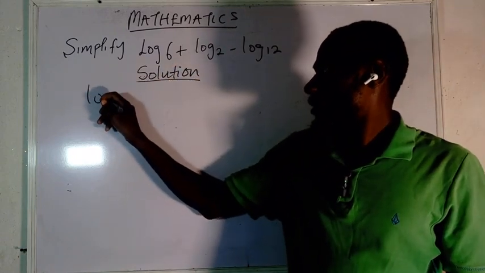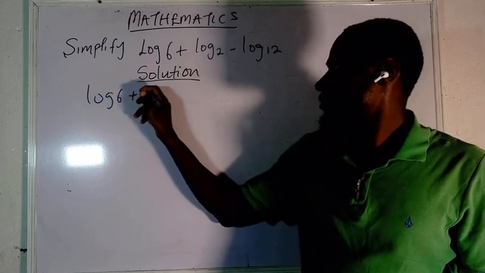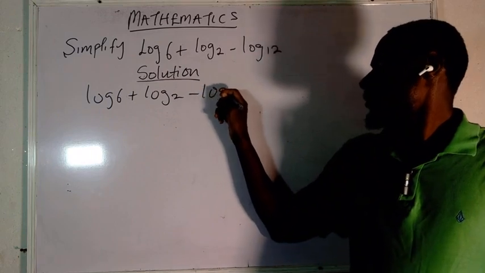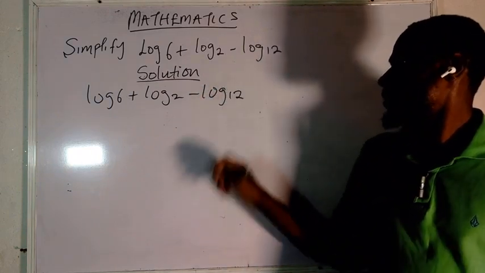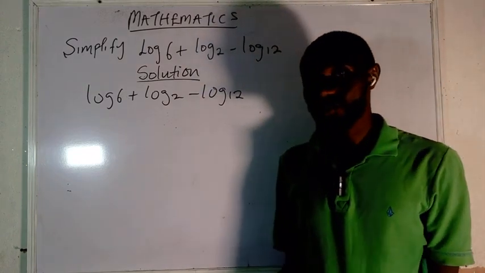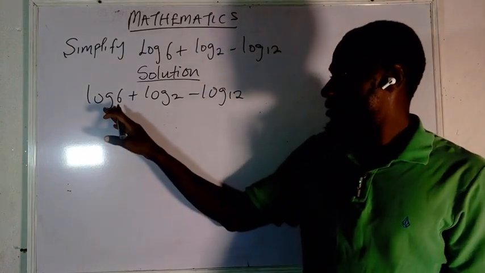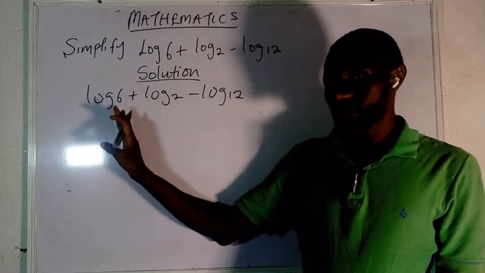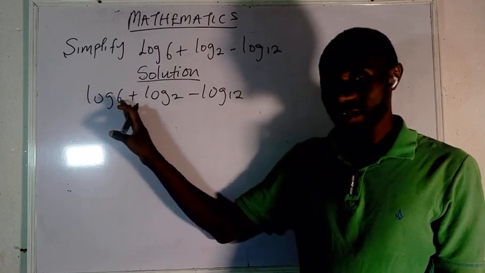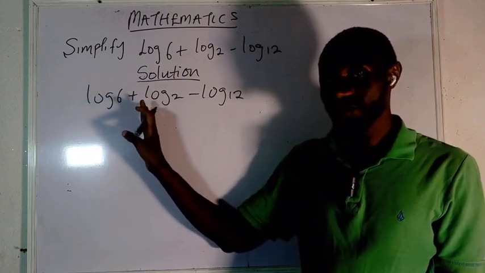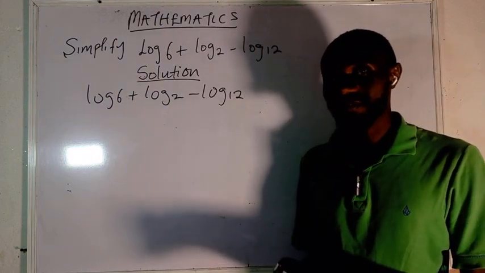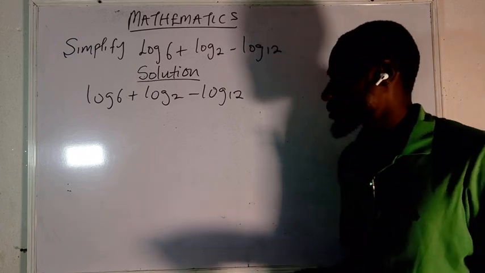You have log 6 plus log 2 minus log 12. That is the next thing to do. You look at this, it is log 6 plus log 2. The property of multiplication: whenever you have addition, then you can multiply. Whenever you have subtraction, you can divide. That is the law of logarithm.